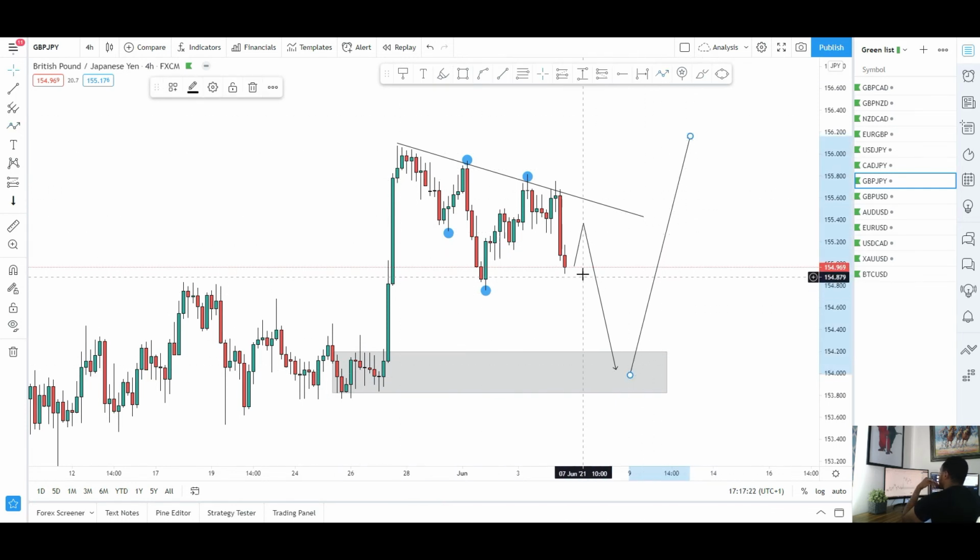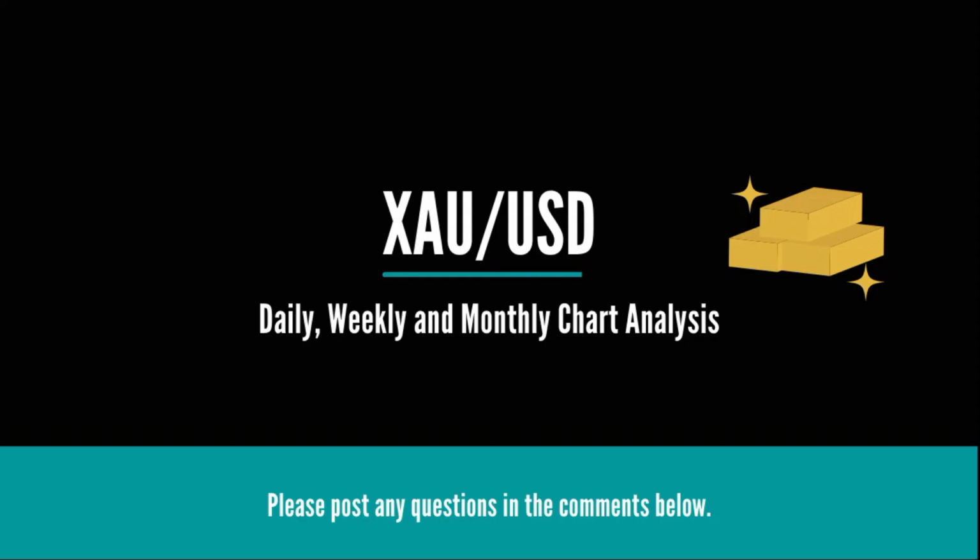So for next week, expecting pound JPY to roll over to the downside back into 154. Then from here, can be looking to go long, targeting those highs again. And up next, we're going to take a look at gold.